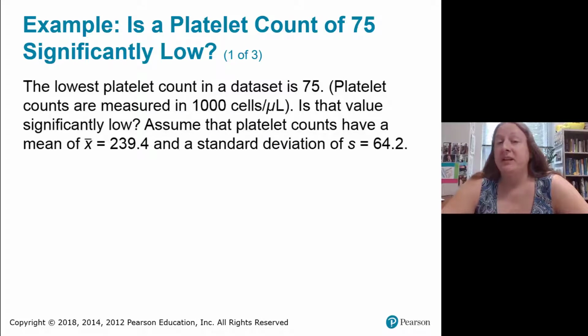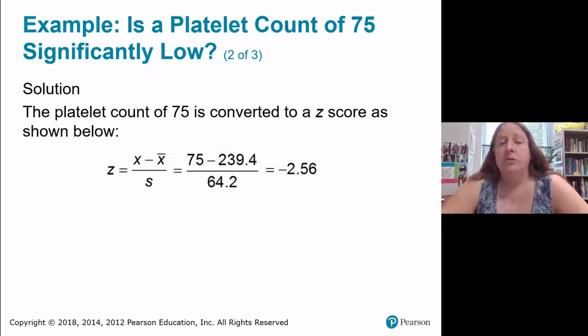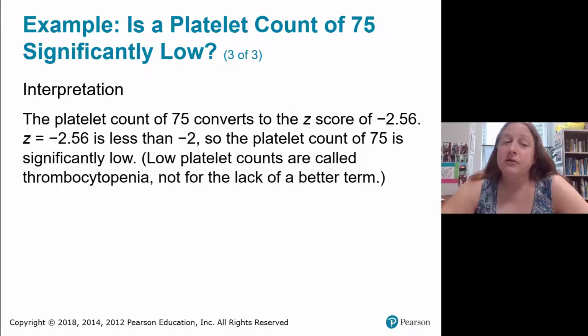So we might want to know, is a platelet count of 75 significantly low? Well, if the lowest platelet count in our data set was 75, and we want to know if it's significantly low, we'll take the mean of our data set, 239.4, and standard deviation of 64.2. We were just given these values. You shouldn't have calculated them from anywhere. And we're going to take our data point of 75, subtract the mean from it, and divide by our standard deviation. Doing so gives us a z-score of -2.56. Since -2.56 is less than -2, that means that this platelet count of 75 is significantly low.